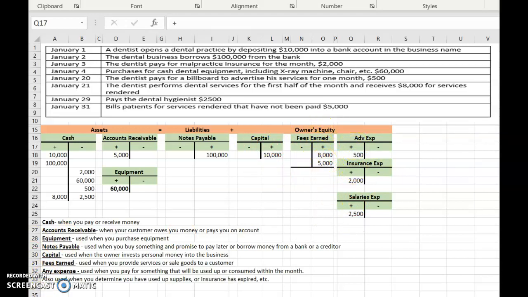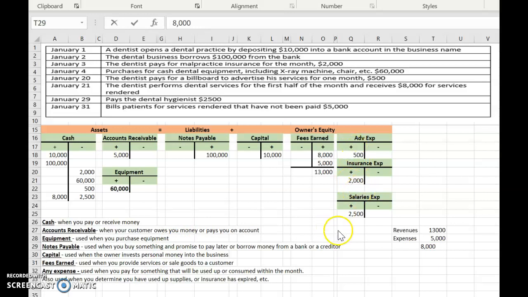Okay, so the last question could be, what is net income? Well, our net income is revenue minus expenses. We just have one revenue account, and it's equal to $8,000 plus $5,000. So $13,000 is in fees earned. Okay, now we need to sum up our expenses. $500 plus $2,000 plus $2,500. That would be $5,000. So if we say our revenues minus our expenses, $13,000 minus $5,000, our net income would be $8,000.